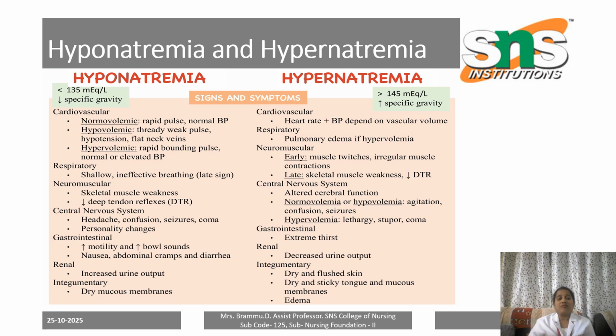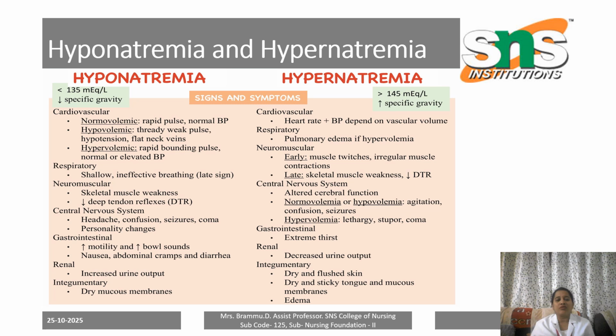The next system which is getting disturbed in case of hypo or hypernatremia is respiratory. Here in respiratory, you can see shallow breathing and, as a late sign, ineffective breathing, or what you call dyspnea. In case of hypernatremia, there is pulmonary edema. And when you take the neurological symptoms, the muscles go for weakness, that is, decreased deep tendon reflexes. The same thing can be evident in the hypernatremia case as well.